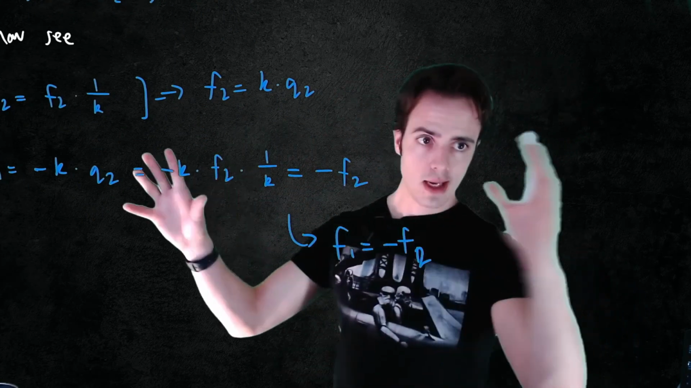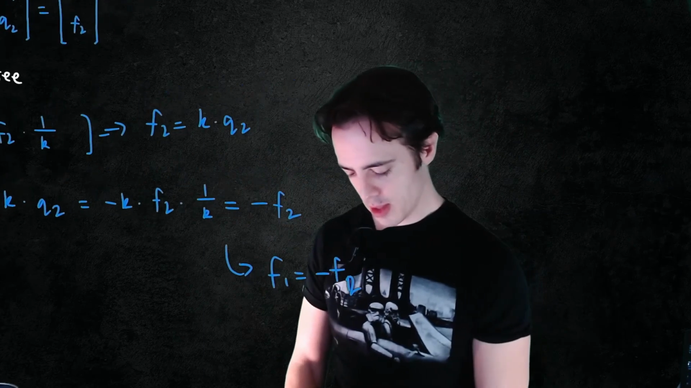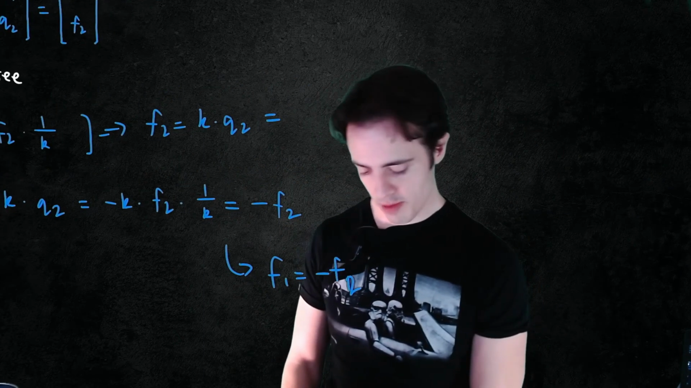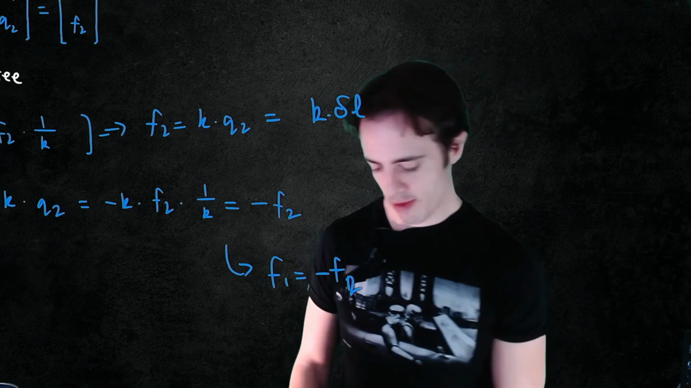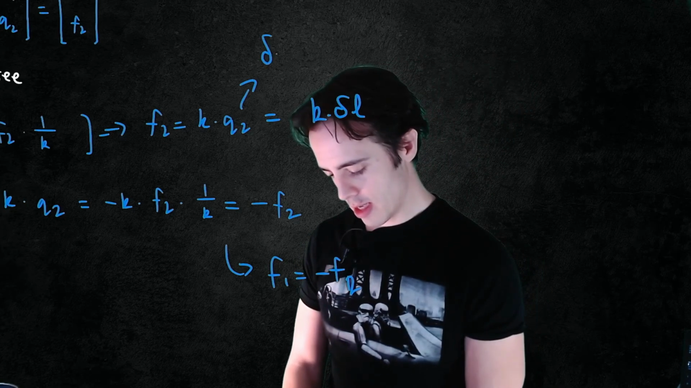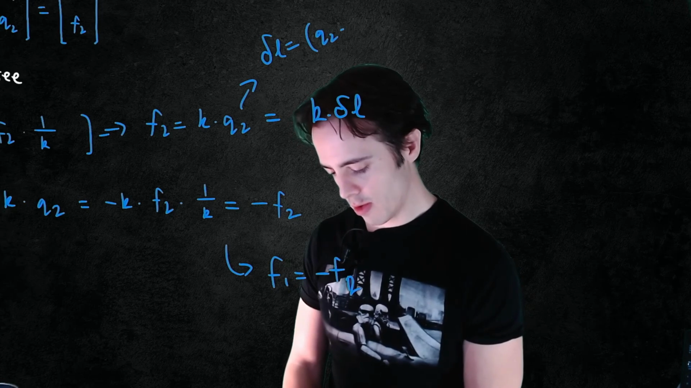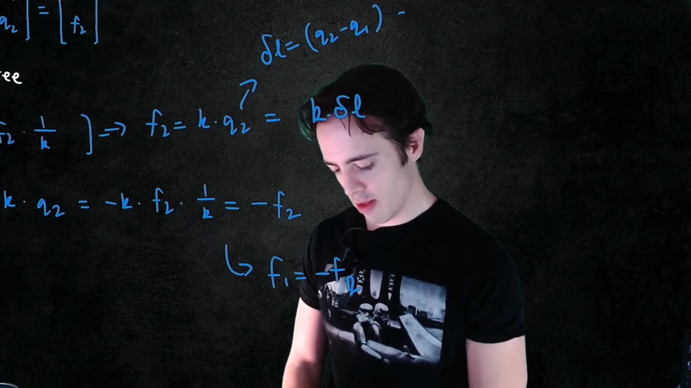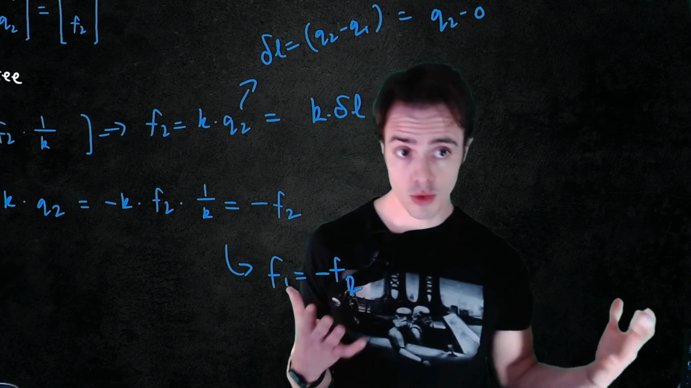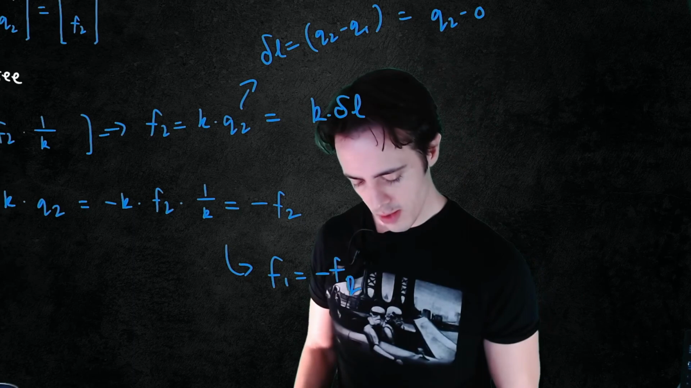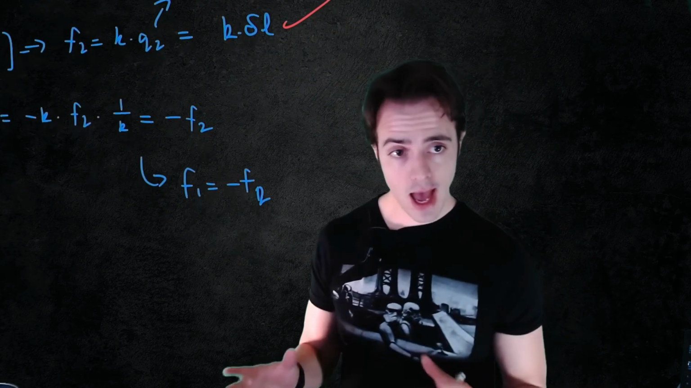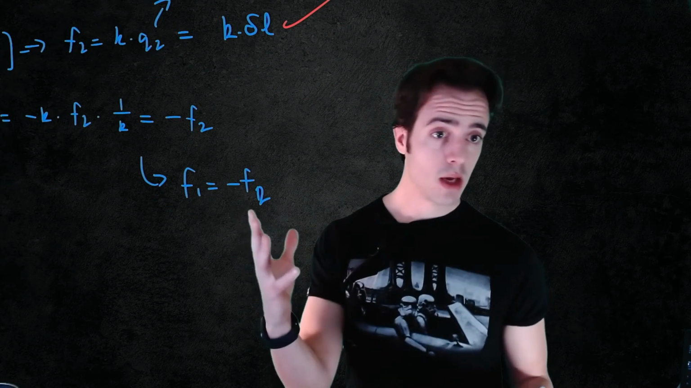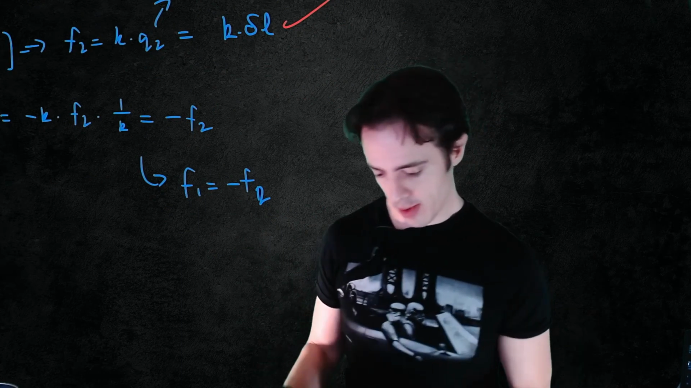Now this isn't anything particularly groundbreaking, because we've just said the force on the spring is equal to the stiffness multiplied by its change in length. Remembering that dL is equal to Q2 minus Q1, which for this case is equal to Q2 minus 0, which is equal to Q2. So we know this is correct. What we've done here is we've just said that the reaction, F1, has to be equal and opposite to whatever we apply to it.